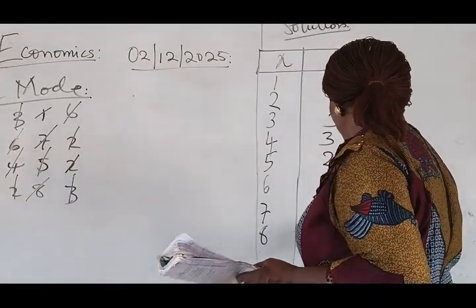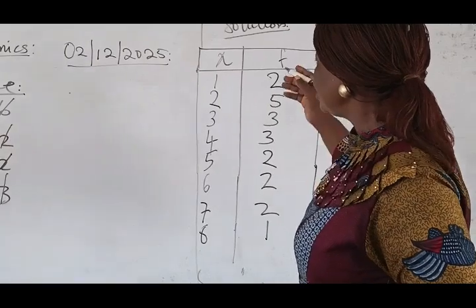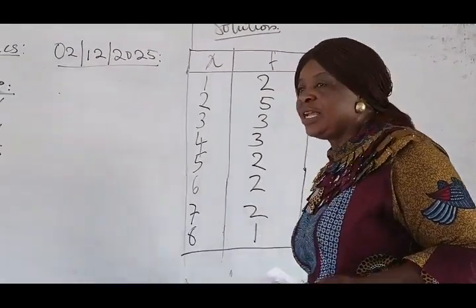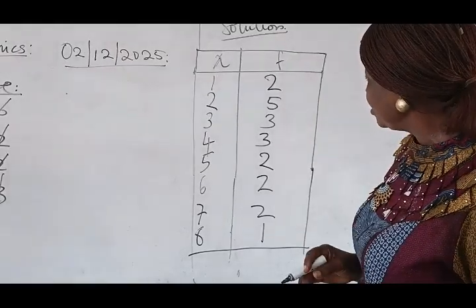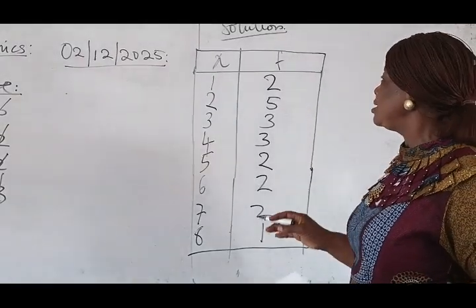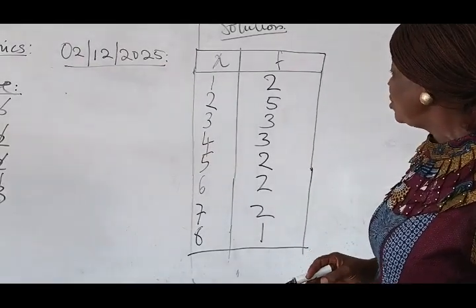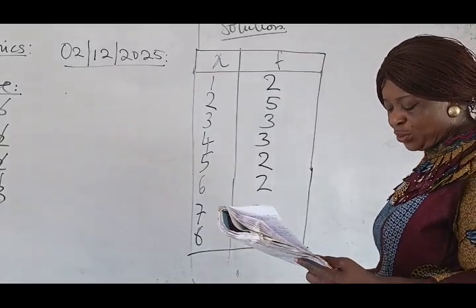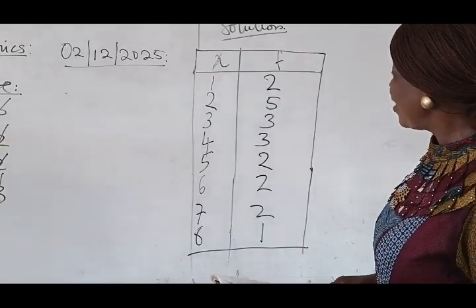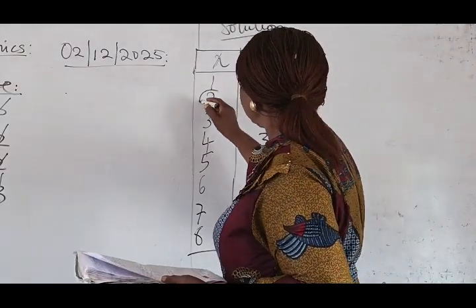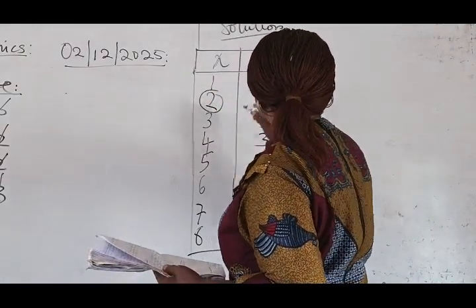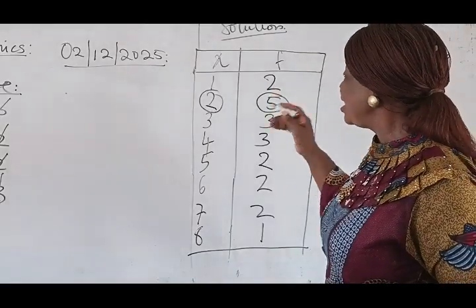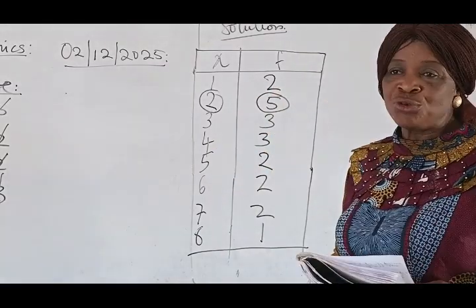So 8 appears once. So when you look at the frequency table, you should be able to discover the number with the highest frequency. So looking at this frequency distribution table, the number with the highest frequency there is what? Is 5. I mean, the highest frequency is 5. And the number that has the highest frequency is what? 2.